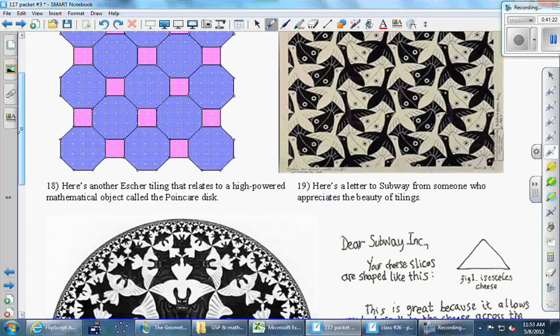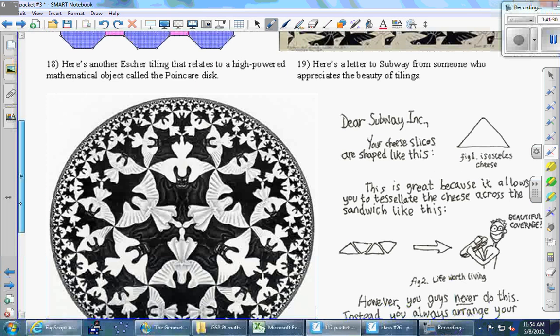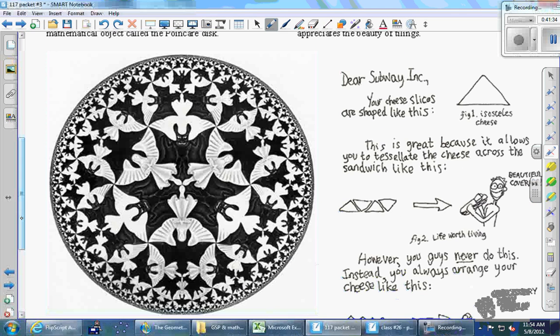Yeah, we can't move it and get the same result, right? Because for the octagons and squares, they're all the same size. Every octagon is the same size as every other octagon. But here you can see that the angels are different sizes and the demons are different sizes. And they get smaller and smaller as you get closer to the edge of this disc. So it is a tiling, but it doesn't have the nice translational symmetries that we talked about.